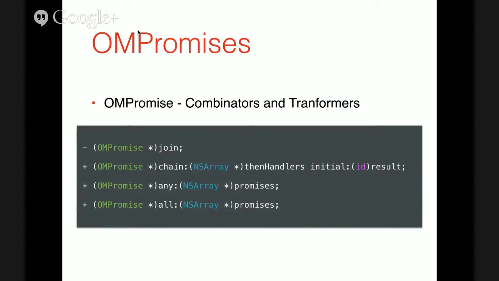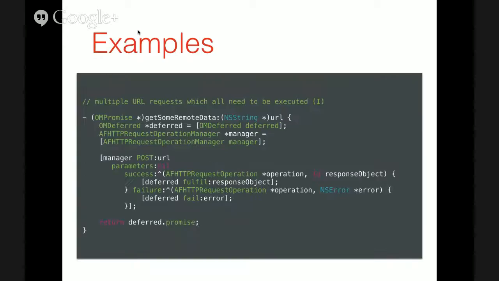Now, combinators and transformers are also a powerful aspect of this pattern. You have join, chain, any, and all. Any and all are very interesting. You can use these to combine multiple promises and have logic which executes if all of them are fulfilled or if any of them are fulfilled. We'll actually cover one of these methods in an example which follows, so I won't talk about it here, but you'll get a better feeling of it through code.